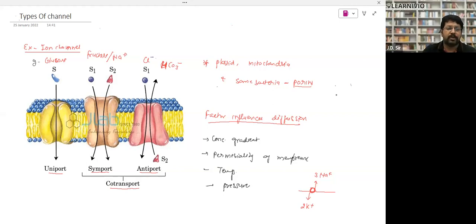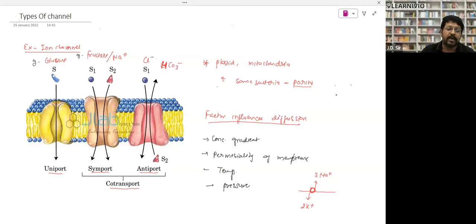Suppose two substances are transported, first substance S1 and second S2. If both are transported in the same direction, we call this kind of channel symport. An example is fructose and sodium. This question has been asked in medical examination. So the fructose and sodium ion channel is a type of symport.